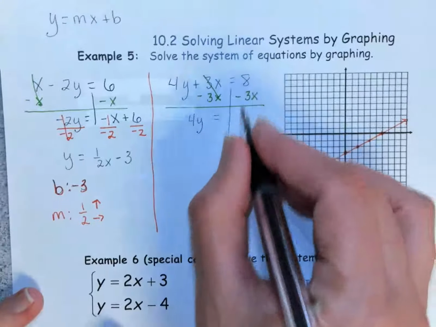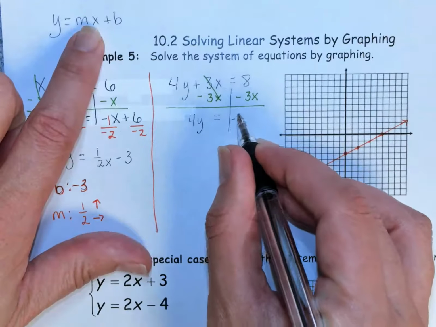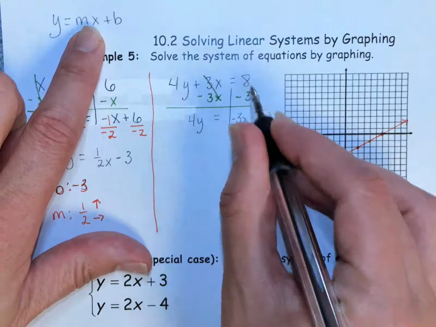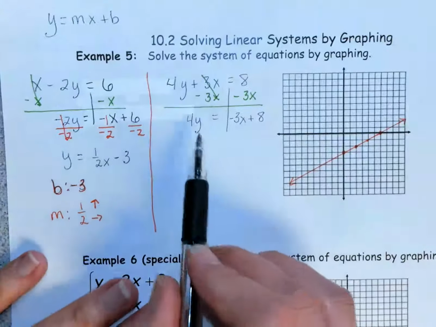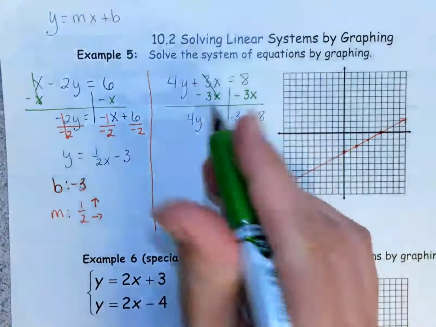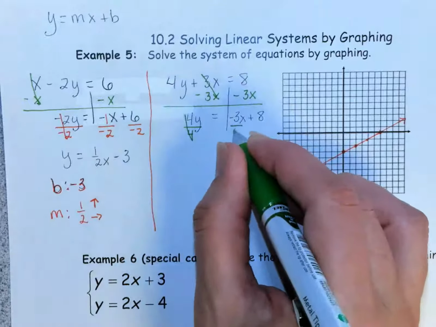These are not like terms. We want to write them here. Remember, we always write the x value first. So negative 3x is first. And the 8 is a positive 8, so we're going to put plus 8. We still have to get rid of this 4. So since it's being multiplied, we divide. Everything divides by 4.